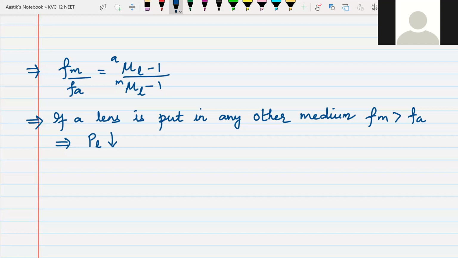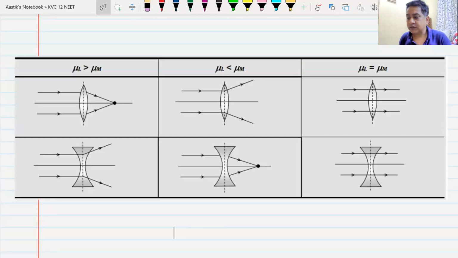Then comes this. As I told you that inside a medium, the nature of the lens can change. In general cases, when you have a lens in air, the refractive index of the lens is always greater than air. So a convex lens is a convex lens, a concave lens is a concave lens. Nothing changes.